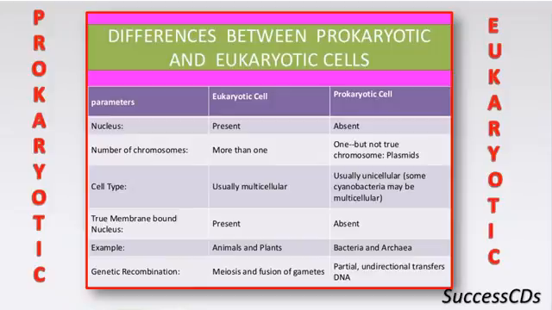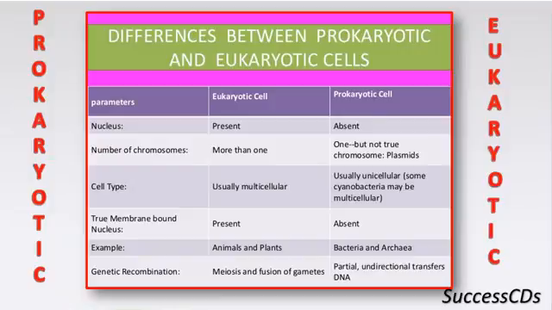Next parameter is the cell type. Eukaryotic cells are usually multicellular and the prokaryotic cells are usually unicellular, but some cyanobacteria may be multicellular. The next parameter is true membrane bound nucleus. These are present in eukaryotic cell but absent inside the prokaryotic cell. Now we will see the example of both. For eukaryotic cell, the example is animal cell and a plant cell. For prokaryotic cell, example is bacteria and archaea.